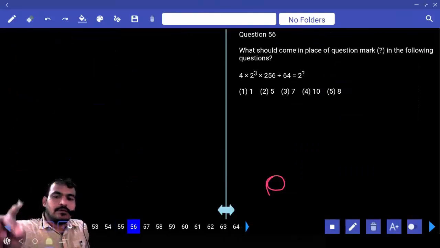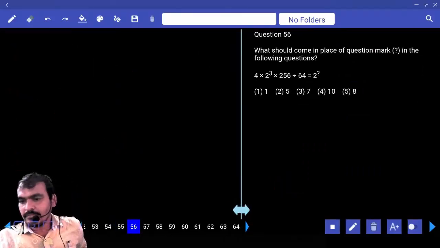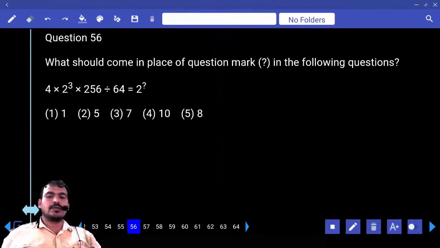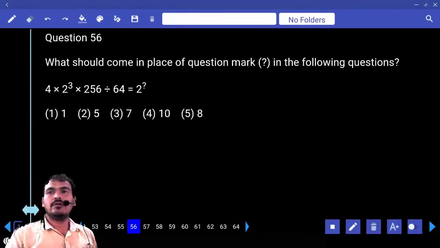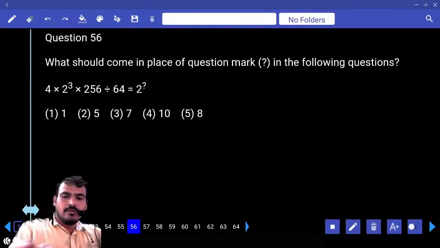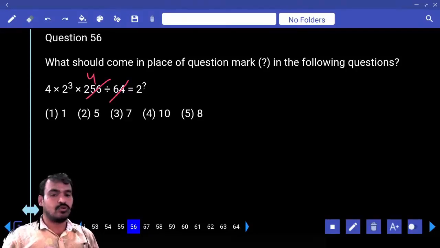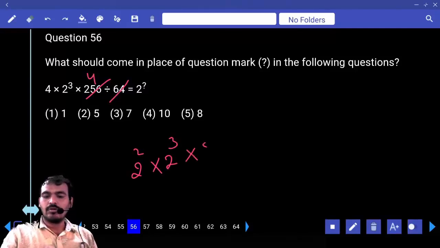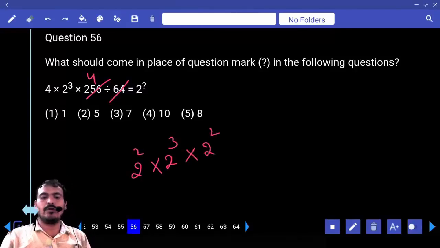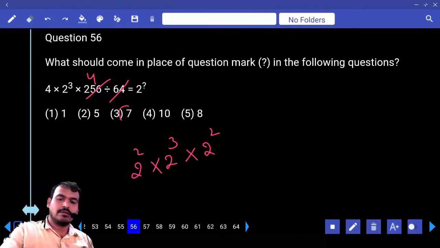Next, 56. What is the double of 64? 128. Double again, 256. So 64 is how many times? 4 times. What is the right hand side value? 2 power something. The left hand side is also converted to 2 power something. 4 is written as 2 square, into 2 cube, into 2 square. Overall it is 2 power 7. Then the answer is 7.